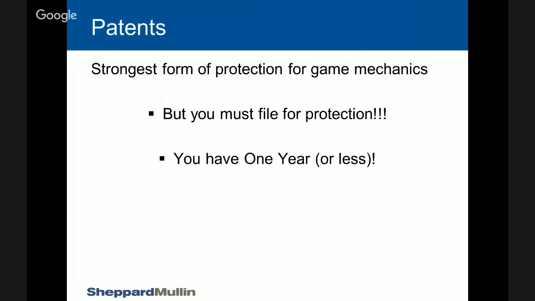Patents do provide probably the strongest form of protection for game mechanics and gameplay and processes and those types of things. They're more expensive, and you actually have to file for patent protection and actually get the patent awarded. Be mindful that there's a 1-year time period. From the time you disclose something or commercialize it or publish it, you have 1 year to file a patent or less. The "or less" is if someone files before you do, you lose out.